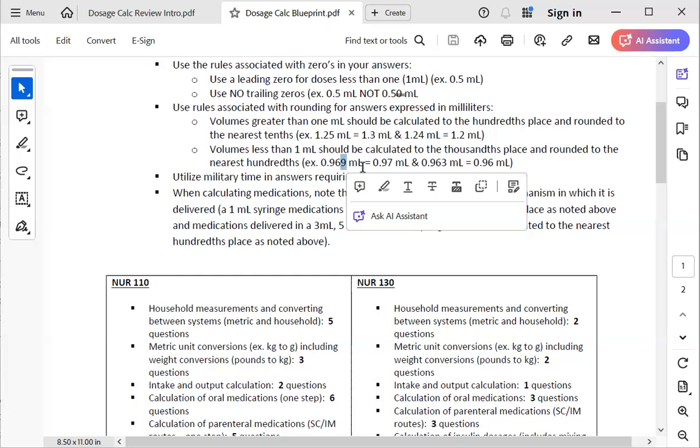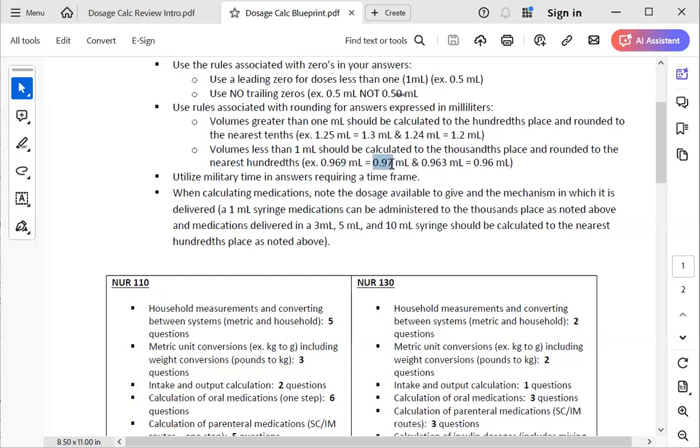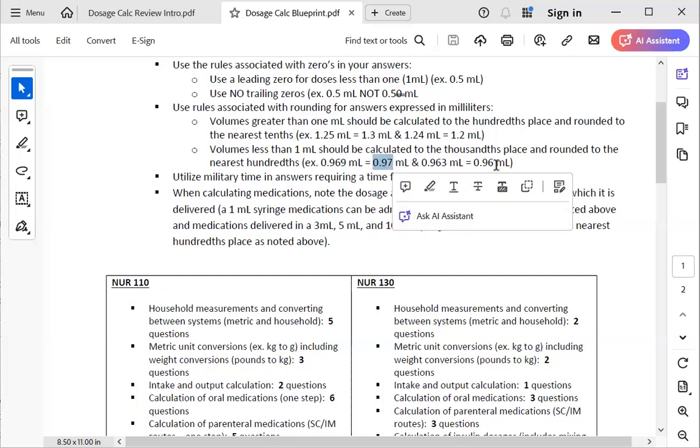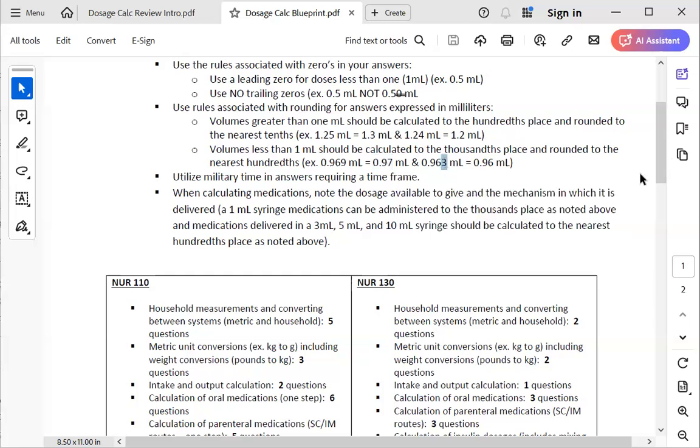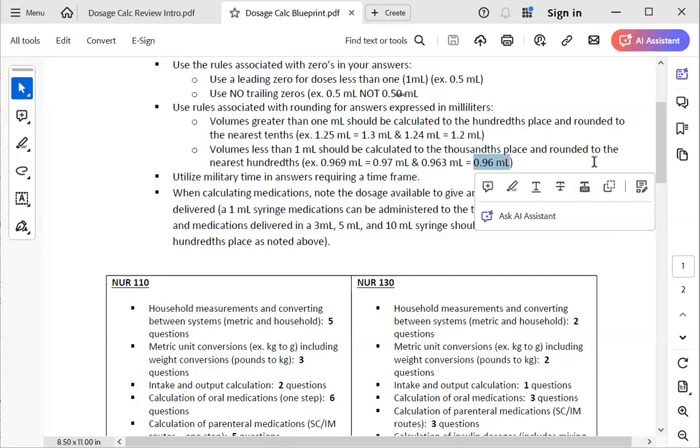So if you have a 0.969, you're going to round that to 0.97. You might argue, isn't that just close enough to 1? Yes, this is just a bad example. I would argue that you probably could just say 1 milliliter, but just follow the rules and you'll see some of the more realistic examples other than this one. And then again, 0.963, it's 4 or fewer, so you would not round that up. You would just leave it at 0.96.